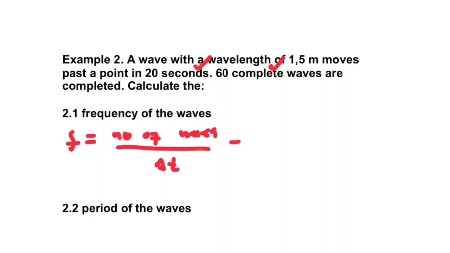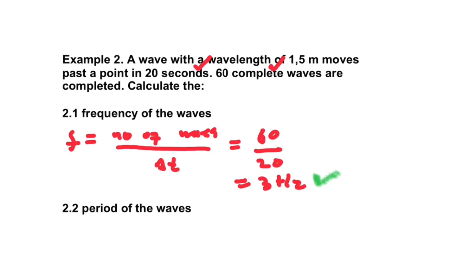So what is the number of waves? We have 60 complete waves, and that is taking place in 20 seconds. So what is 60 divided by 20? 3 hertz. So there we go. In 1 second, we have 3 waves being completed. This is what a frequency of 3 hertz implies. 2.1. Let's go ahead and take a look at 2.2.